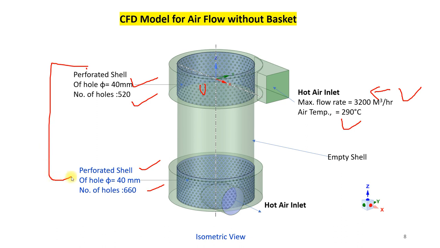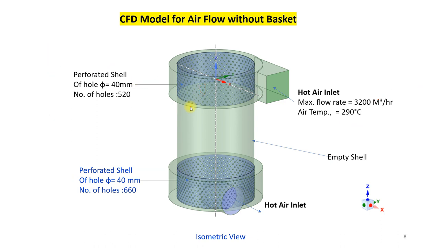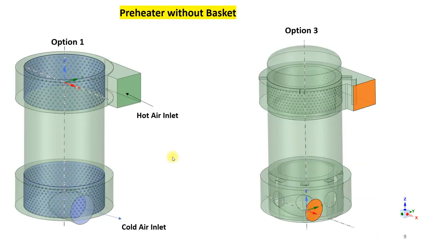This is the selected configuration. That means it is configuration one, because here we are going to use different configurations of the perforated plate. It may have a bigger hole in order to get a low pressure drop. This is option one.